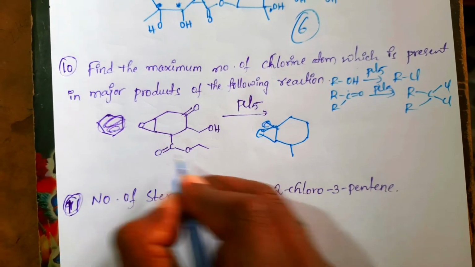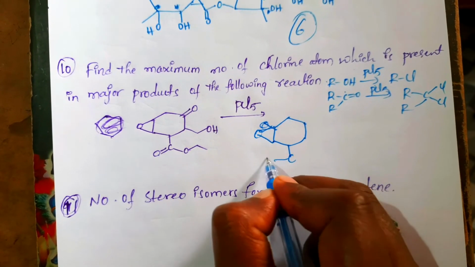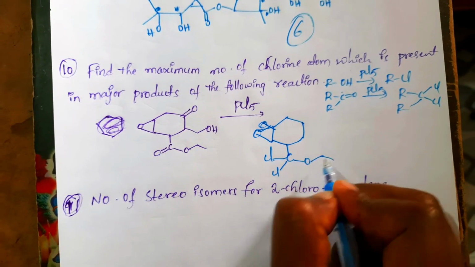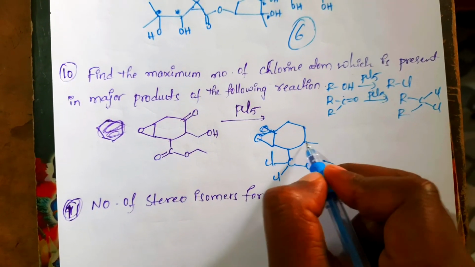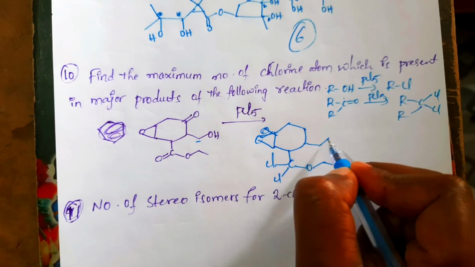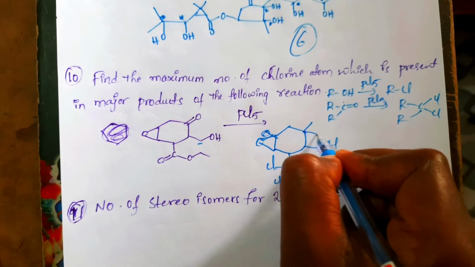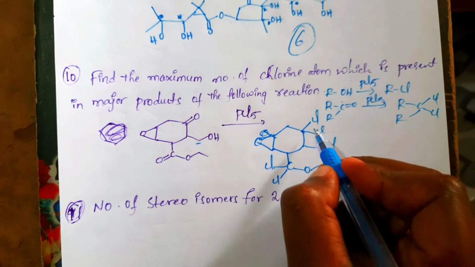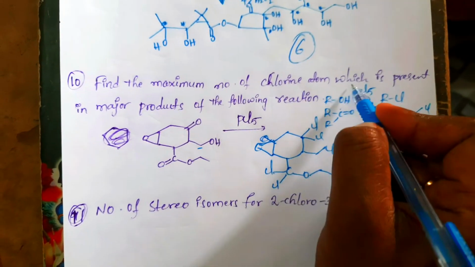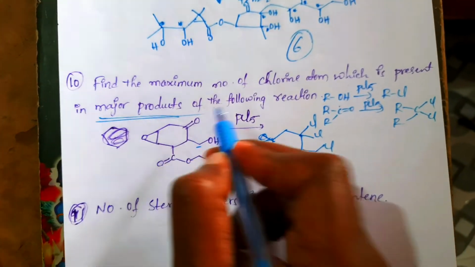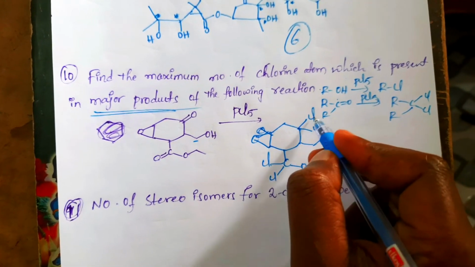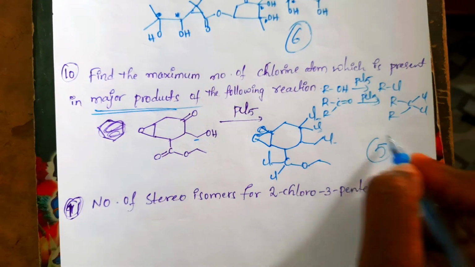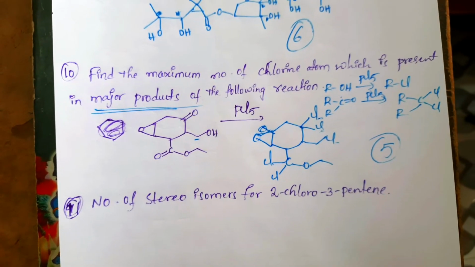This is the carbonyl carbon. The carbonyl carbon will bond with 2 chlorines. So here O. This ester is not reduced here. This alcohol is there, and this alcohol will change to chlorine. The carbonyl carbon is converted so that 2 chlorine atoms are substituted here. Total number of chlorine atoms present in the major product of the reaction, they are asking. So here 2 chlorines, 3 chlorines, 4, 5. So the total number of chlorine atoms present in this compound will be 5.